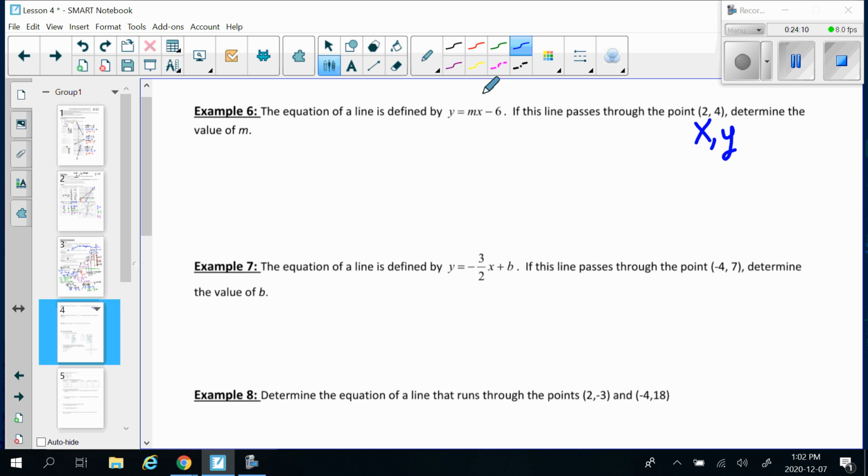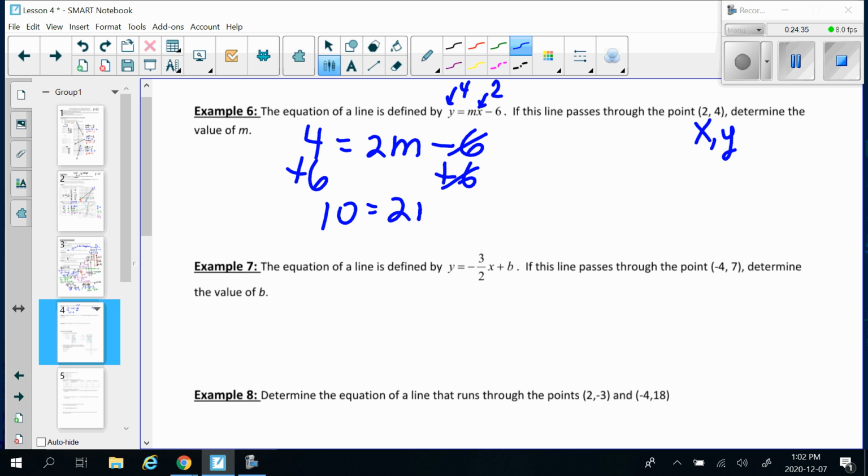So x is 2, and y is 4. So we can actually plug in for these and find m. They've just given us a bunch of clues. So we'll go ahead and write that out. 4 is equal to 2m, or m times 2, minus 6. And then we can solve for m. So m is equal to 5. And we have successfully solved for the slope.